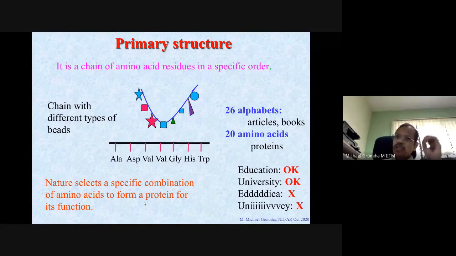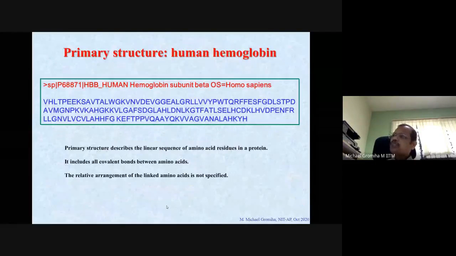So if you have any specific mutation, or change the order or any of the amino acids, you will have the effects. There are a lot of diseases mainly because of these mutations. So nature selects a specific combination of these amino acids for a functional protein. Fine. So this is an example. This is a hemoglobin, right?